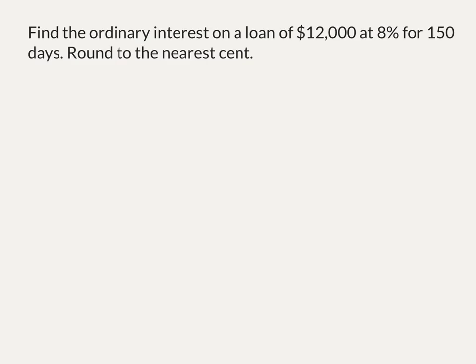Find the ordinary interest on a loan of $12,000 at 8% for 150 days. Round to the nearest cent. Here we'll use the formula I equals PRT. We're given P, which is 12,000, and we're also given R, the interest rate of 8%.